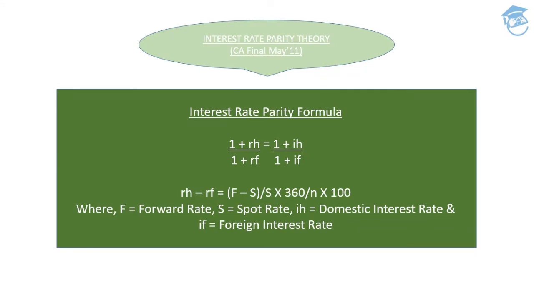This is the formula for it. If you wish to derive it, it's a basic concept. I won't say it's a formula, it's a concept which says that 1 plus the interest rate of the home currency divided by 1 plus the interest rate of the foreign currency will be equal to the exchange rate ratio. So 1 plus the exchange rate of home currency and 1 plus the exchange rate of foreign currency will be equal to 1 plus the interest rate of home currency divided by 1 plus the interest rate of foreign currency. Which is very, very simple, guys.